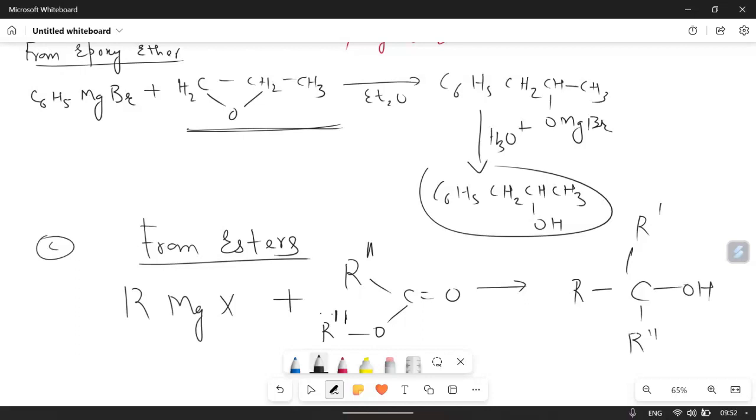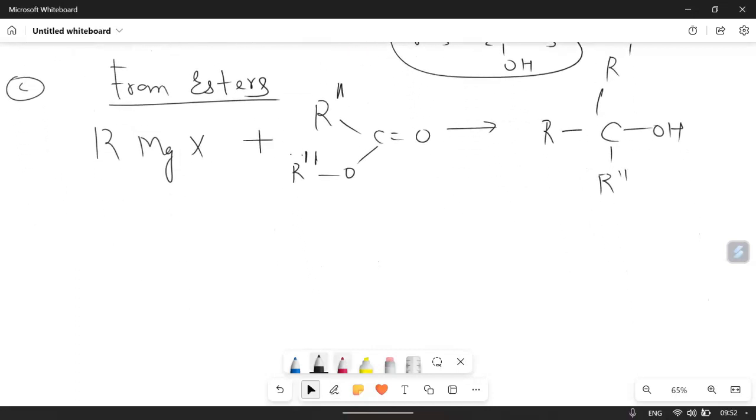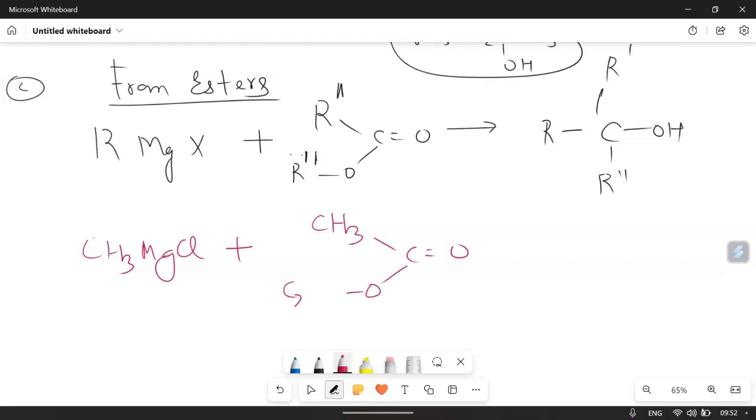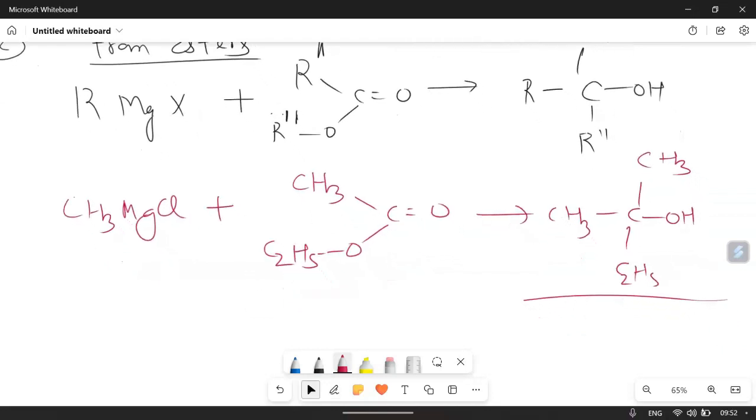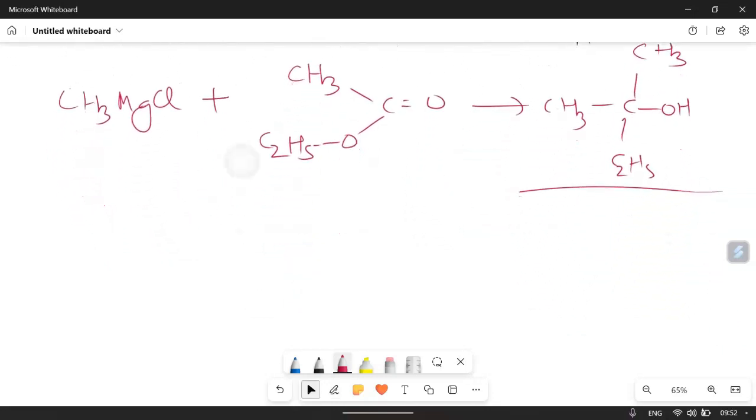Okay. So Grignard reagent, for example, we can write down CH3MgCl treated with CH3C double bond O, O, C2H5. It will form CH3 C, with CH3 up here and C2H5 here, and this will be OH. So this will be the final product. This is from the ester. All we are using is the Grignard reagent to make it.